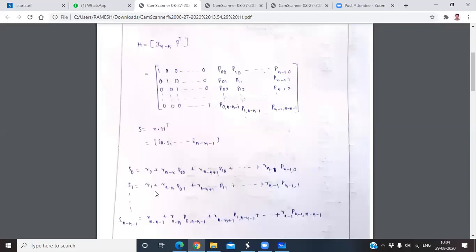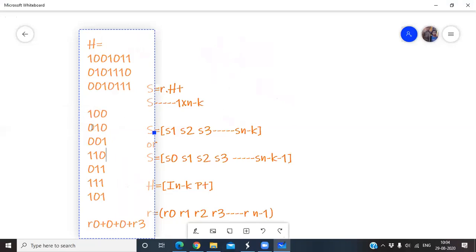Similarly, coming to the second one, R1. Why R1 here? Because when you go for the second one, only R1 is present. When you go for the third one, R2 is present. When you go for the fourth one, R3. Fifth one, R4. Sixth one, R5, and so on.